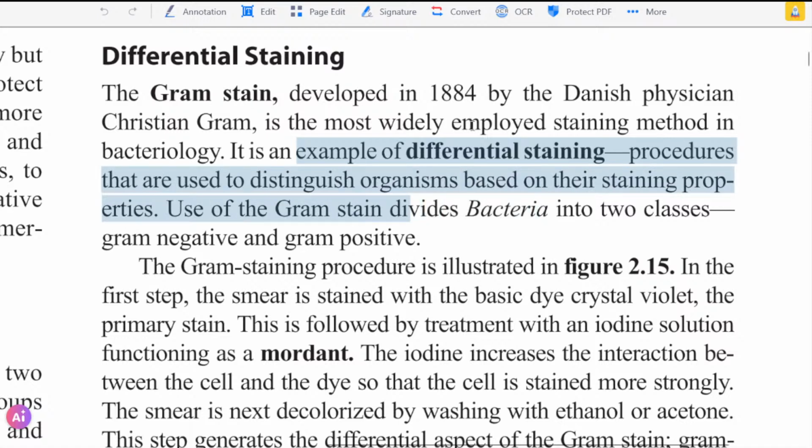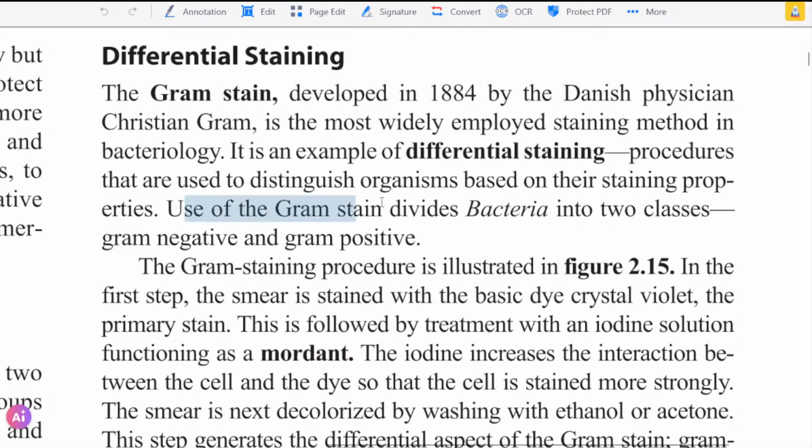Differential staining is the set of procedures used to distinguish organisms based on their staining properties. Every organism, when it takes stain, shows internal structures different from others. Some have more quantity in them than others, some have bigger shapes, some smaller, some are rounder, some thinner, some thicker. Many characteristics appear when you stain them.